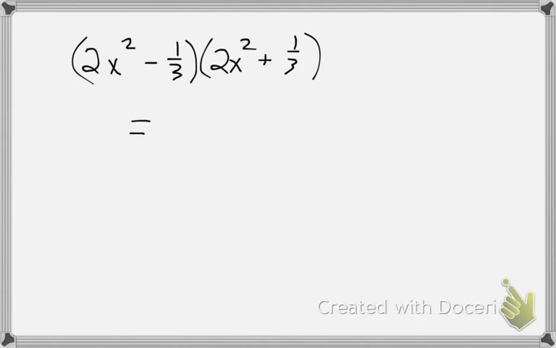So what's a squared going to be? 4x to the 4th. You guys agree? Minus 1/9. And you're done. Walk away. Really not bad, right? If you brute force it, you'll get there, but it's going to be a little bit messier. But it works. All right? That was all the difference of squares.